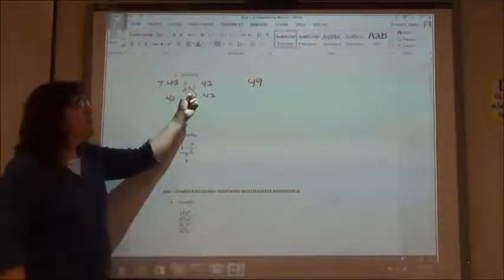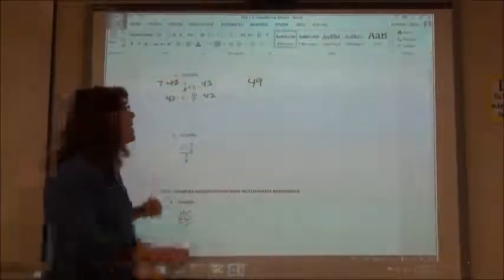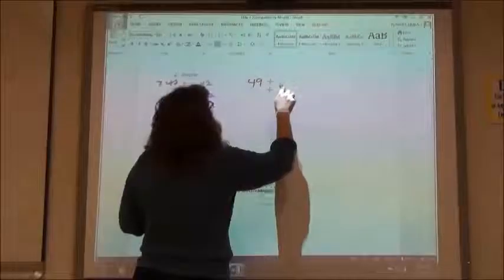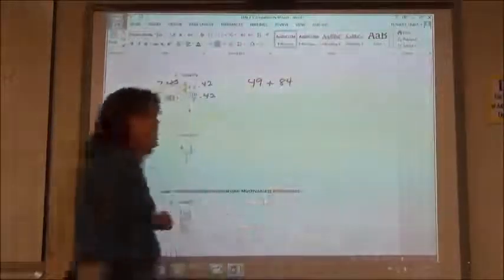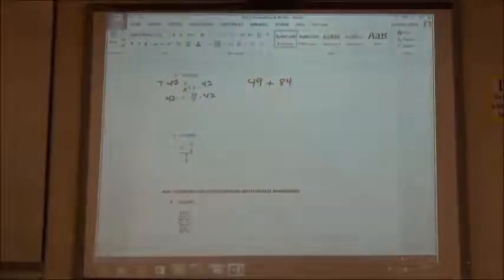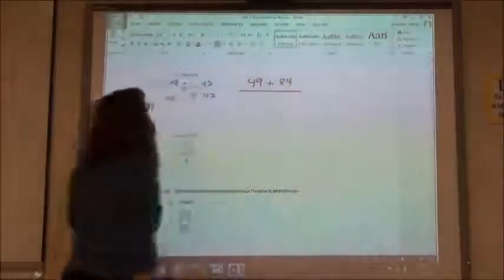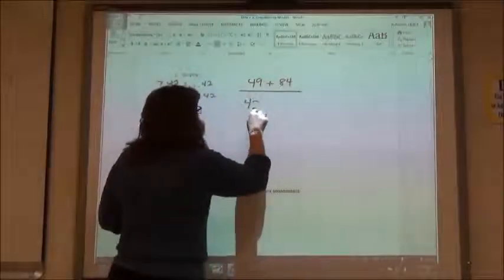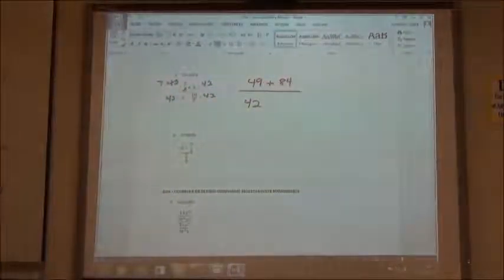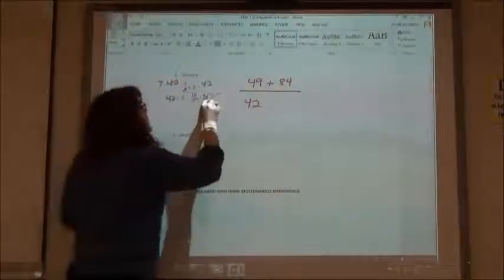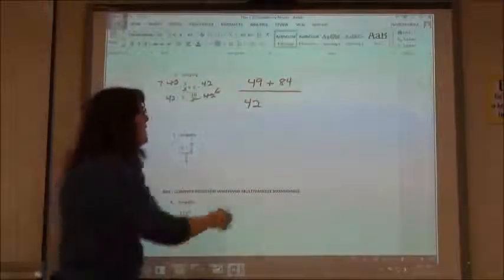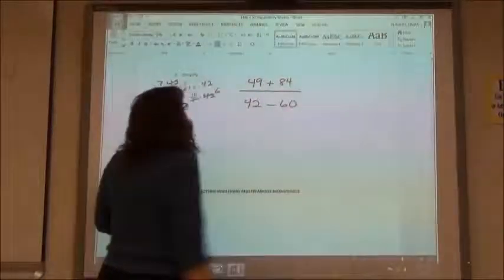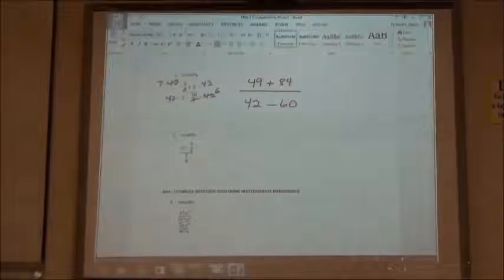The next one doesn't have a fraction. 2 times 42 is 84, right? On the bottom, 42 times 1 is 42, right? And then we have a fraction again. 7 goes into 42 6 times. 6 times 10 is 60. So minus 60, right?